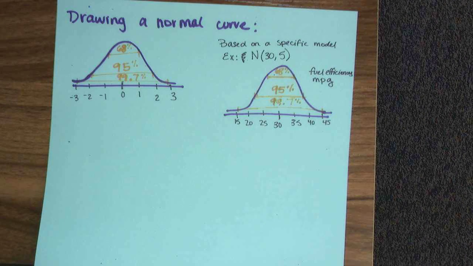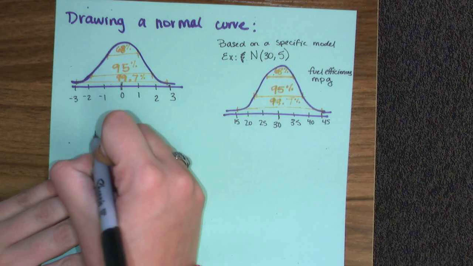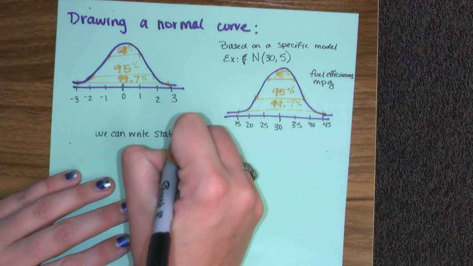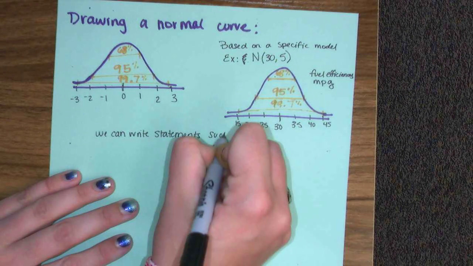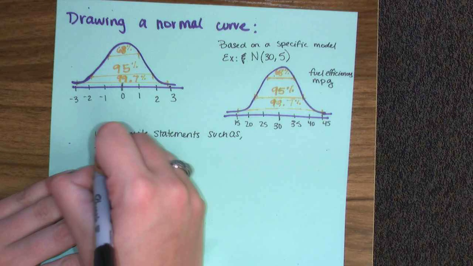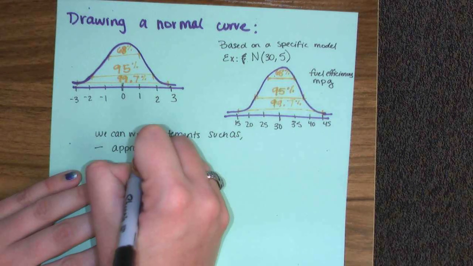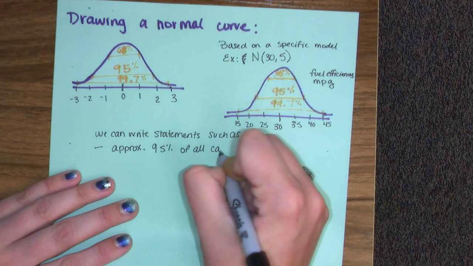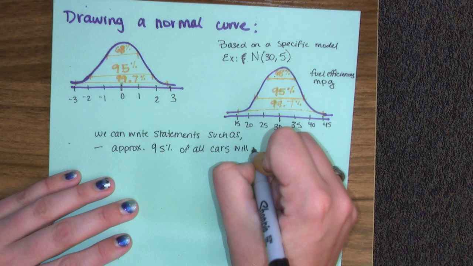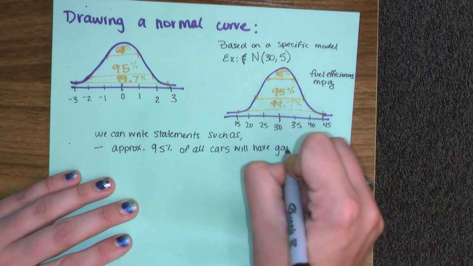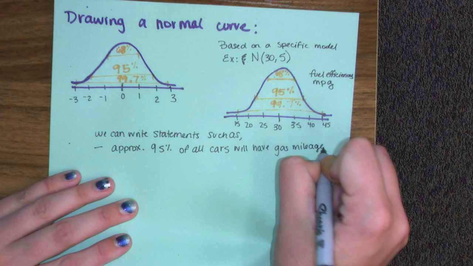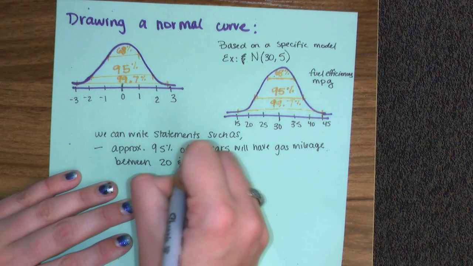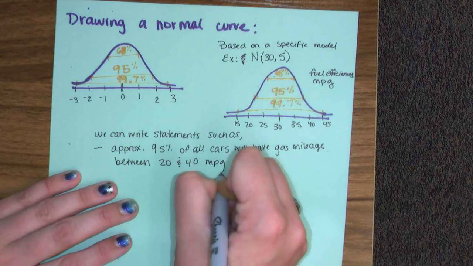So then as a result, we can write statements such as approximately 95% of all cars will have gas mileage between 20 and 40 miles per gallon.